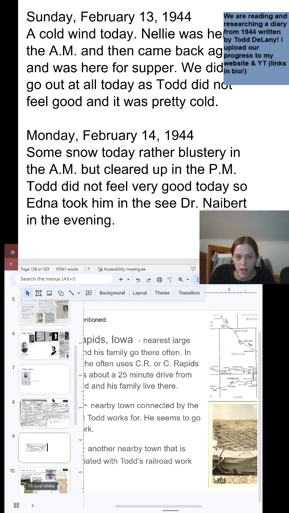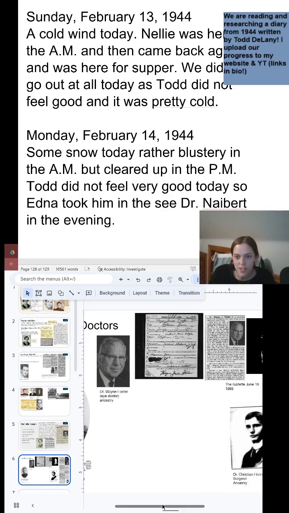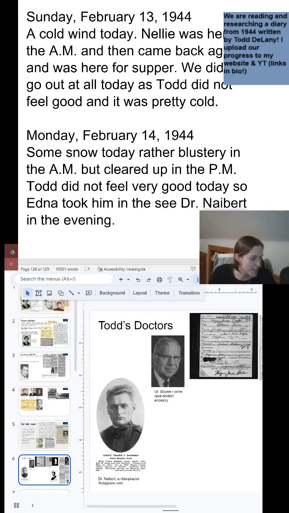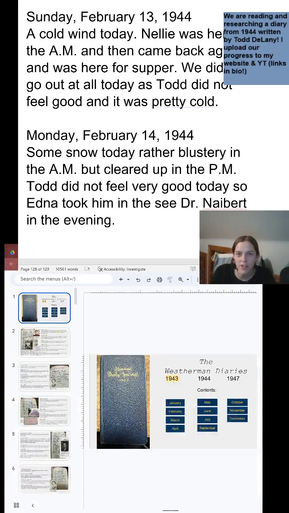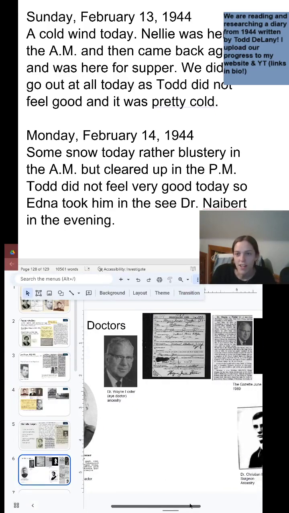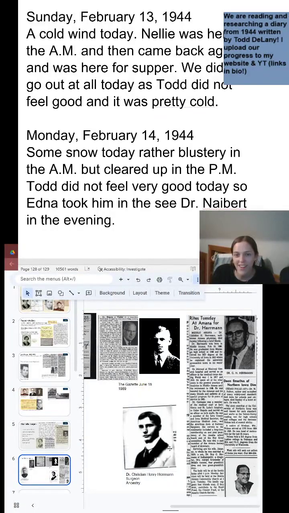Okay, so I have a picture of Dr. Nybert. He is right here. Let's see if you can see him. I think you can see him. He is a chiropractor, and Todd goes to see him, and he works on his neck a lot. He seems to go to see Dr. Nybert a lot, and he worked in Cedar Rapids. I found that picture along with all of these other doctors while working with Valentina on the Diary Discord group.